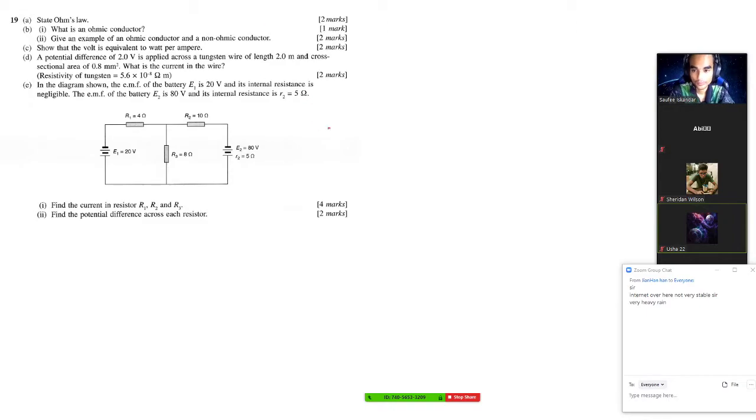A diagram shows the EMF of the battery E1 is 20 volts and the external resistance is negligible. The EMF of the second battery is 80 volts, and the internal resistance R is 5 ohm. Find the current in resistors R1, R2 and R3 and find the potential difference across each resistor. First of all, we have to find where the loops are. There are two loops over here. We see that this one is positive, so the loop will be counterclockwise in this way, and this side will be clockwise in this way.